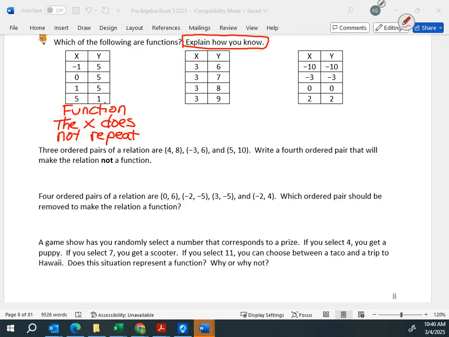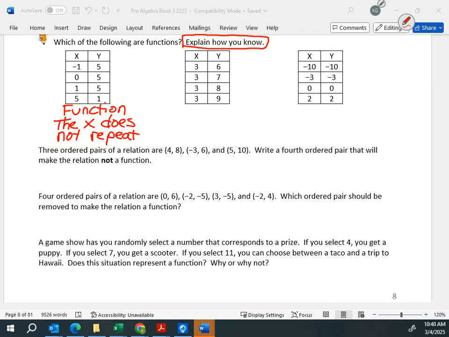So the next two tables you're going to look at and determine, is it a function or not a function? And you have to give your reasoning. Why is it a function? Why is it not a function? Then we have some word problems. Let's look at that first word problem.